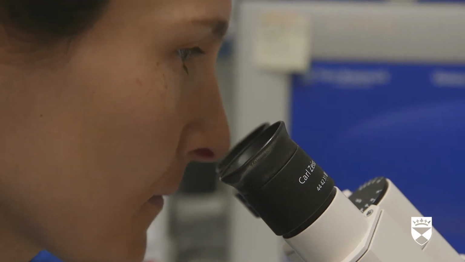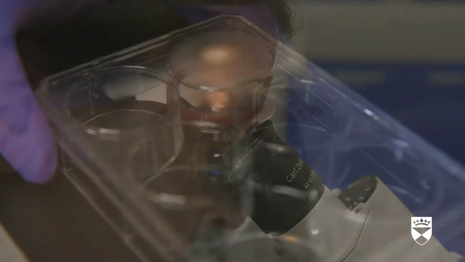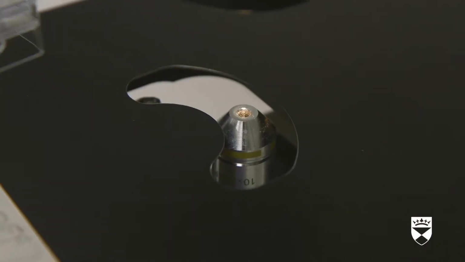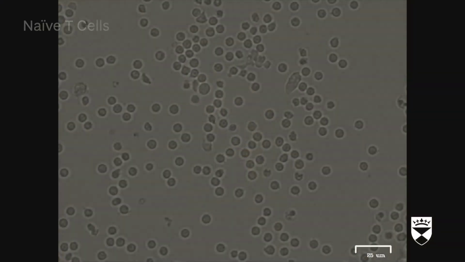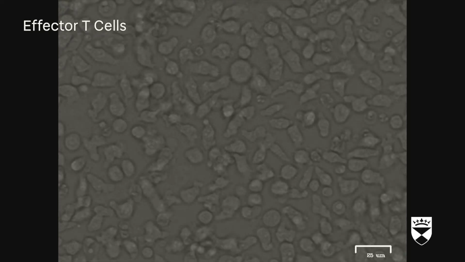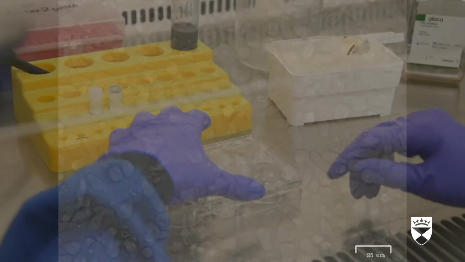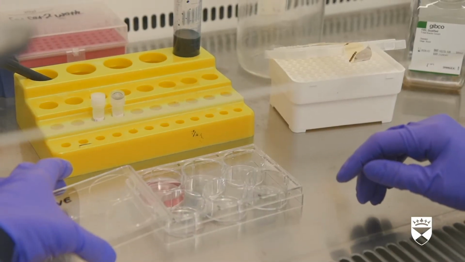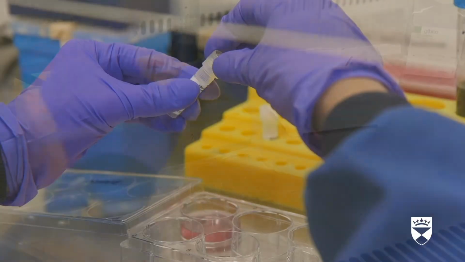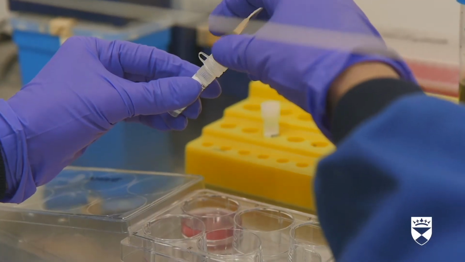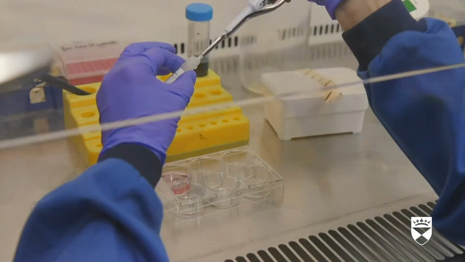We keep them in plastic plates and flasks filled with liquid media that contains all the nutrients they need. These T cells are called naive. They are small and not very active. However, during an infection, they are activated and convert into effector T cells. For some of our experiments, we convert these naive T cells into effector T cells. This lets us study how they act during an infection.